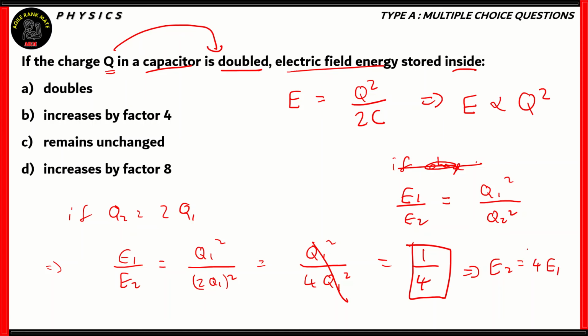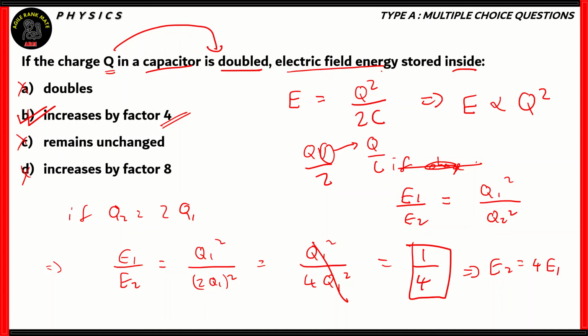So if the charge Q in a capacitor is doubled, then the electric field energy would increase by a factor of 4. So option B is the correct option. The other options are incorrect. Now some people do answer it as option A, doubles. They use the formula QV over 2. But then the V here, that is the electric potential, can be written as Q over C again. So Q times Q over 2C, that becomes Q squared over 2C.